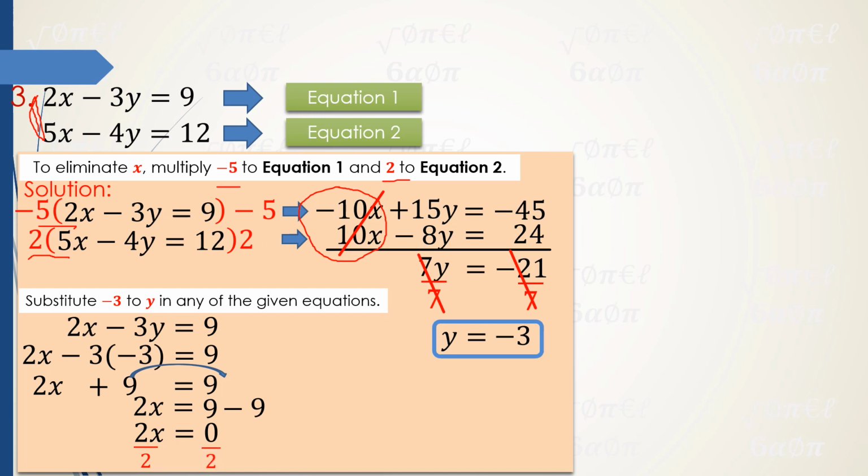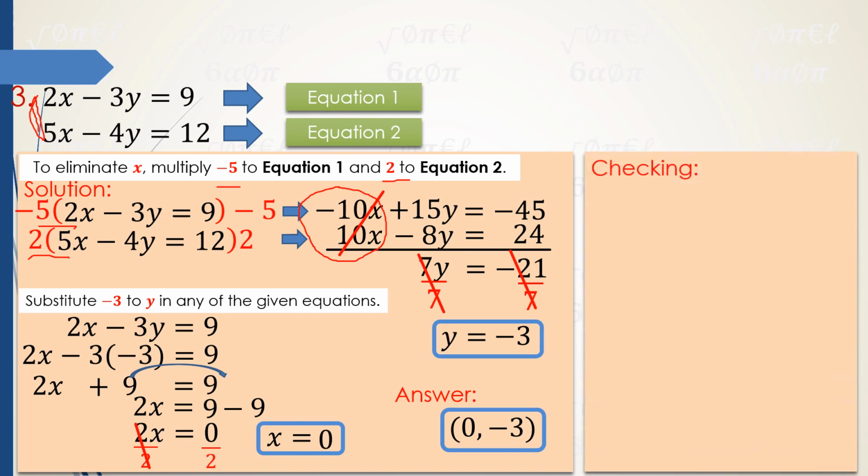So, ano bang lalabas dyan sa 0 over 2? Pag 0 yung nasa taas, remember, ang sagot ay 0. No? Pag 0 yung nasa baba, undefined yon. Okay, since that is 0 over 2, so the answer is 0. Okay, so therefore, our answer is 0, negative 3. The solution is 0, negative 3 to the given equation or to the given system.